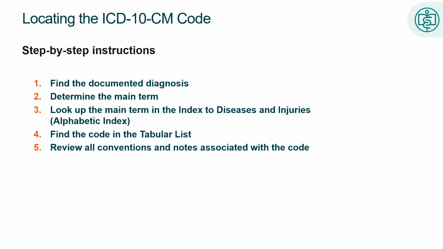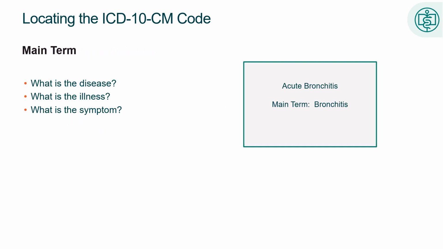In order to locate the proper diagnosis in the ICD-10-CM, we'll first want to find the documented diagnosis. After such, we will look up the main term in the Alphabetic Index to Diseases and Injuries. We will find the code in the tabular list and then review all the conventions and notes associated with the code in order to assure ourselves that we are using the right code. In order to determine the main term, we need to review the medical record and be asking the following questions. What is the disease? What is the illness? What are the symptoms?